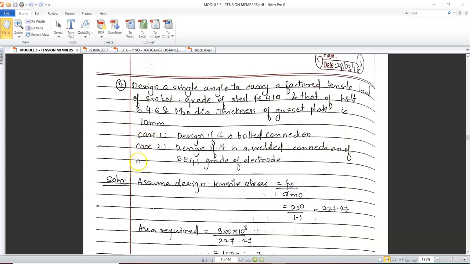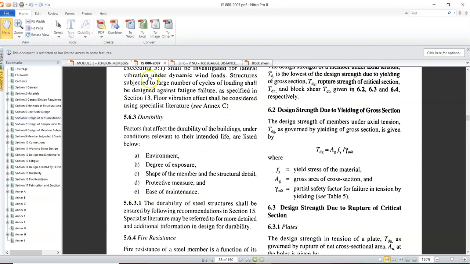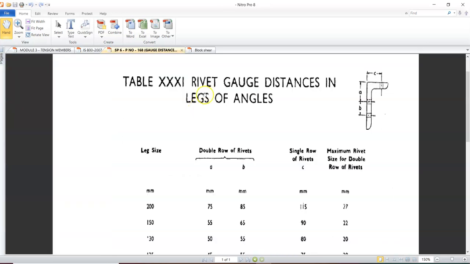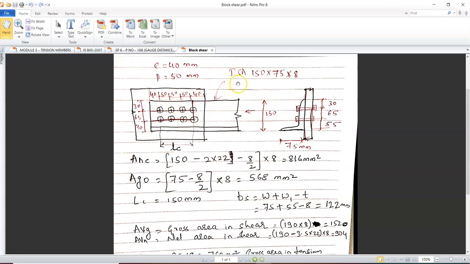Before that, please open the notes circulated to you already. We'll be solving problem number 4 today, and also IS 800 2007, page number 32, and SP6, page number 168. So this is not circulated to you. This will be given to you later, or it will be explained here itself.